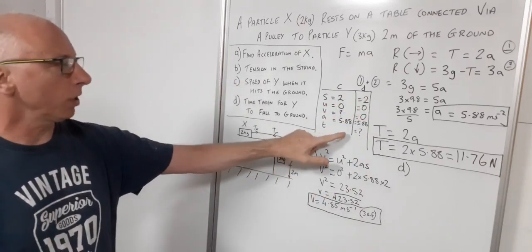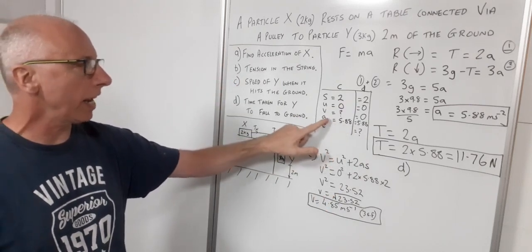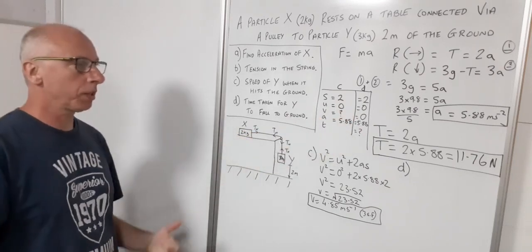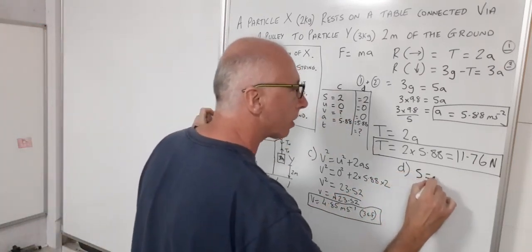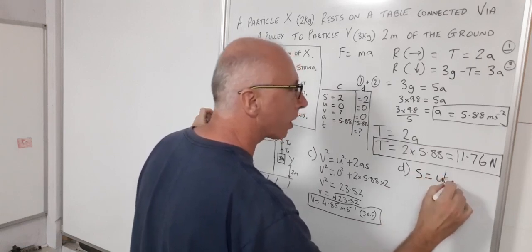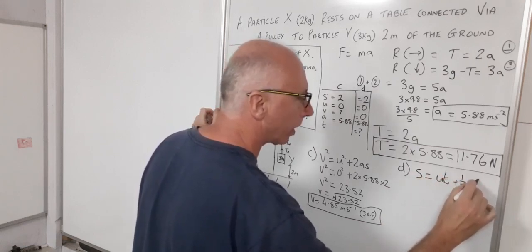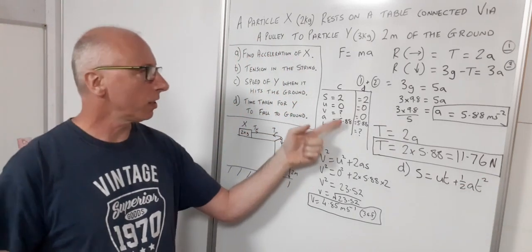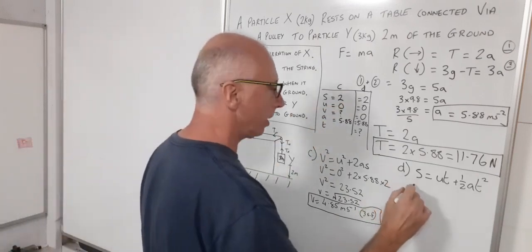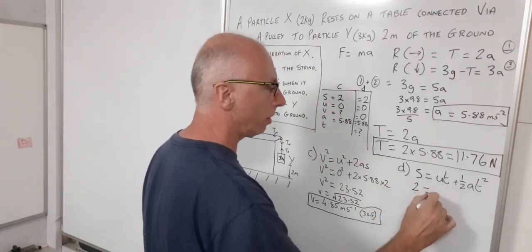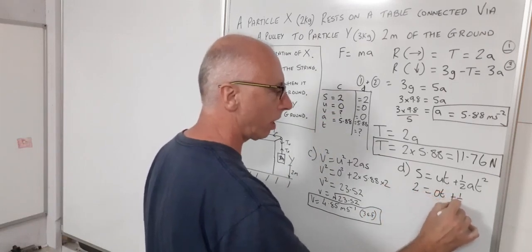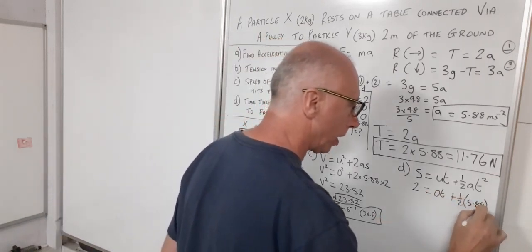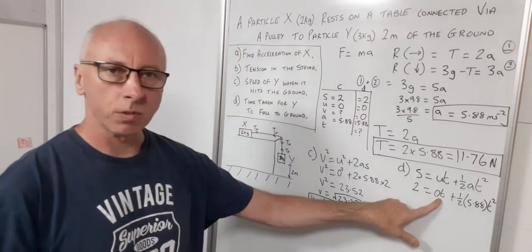Okay, so now I need one of the SUVAT equations where I've definitely got A and T and my S and then a U or a V. So the one that springs to mind is displacement equals the initial velocity times time plus half of the acceleration times time squared, and then solve for T. So I've got all these values inside here written down. So S equals 2, U equals 0, so I've got 0T plus a half times 5.88, and that's times T squared. So that one cancels out.